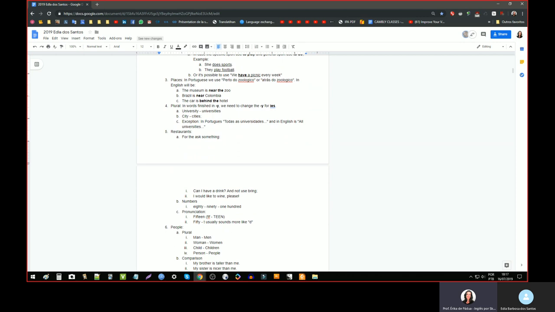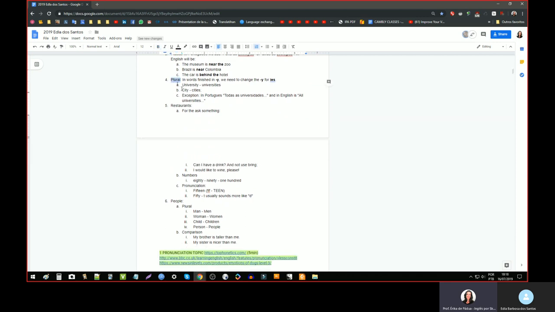Very nice. Okay, back to number three, places. Also the comparison with Portuguese, because in Portuguese we use "perto de" something or "atrás de" alguma coisa. In English, the museum is near the zoo. Near, yes. And, for example, the car is behind the hotel. Brazil is near Colombia. Like I told you, Duolingo selects grammar points that we Brazilians have problems with. So this is a problem because we tend to translate directly from "perto do zoológico" to something else in English that doesn't work. In English, it's different again. So exactly this: near something, near the zoo, near Colombia, near the hotel, right? Or behind the hotel, same idea.